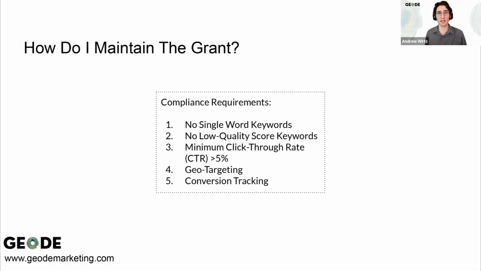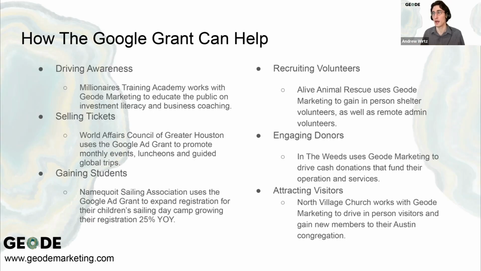Besides that, if you maintain these requirements, you will get this $10,000 every single month indefinitely. Since the start of Google Ad Grants in the late 2000s, there are some nonprofits that have been utilizing this for about 15 years now. So many people brought to their website, so many people that have heard their message through this. So how can this help you? What can it do for your mission?